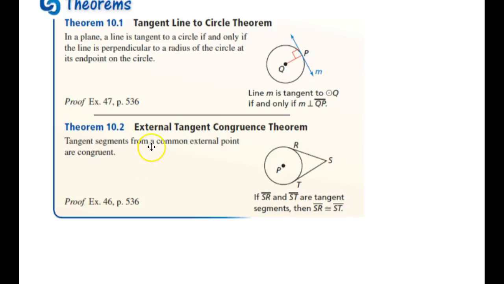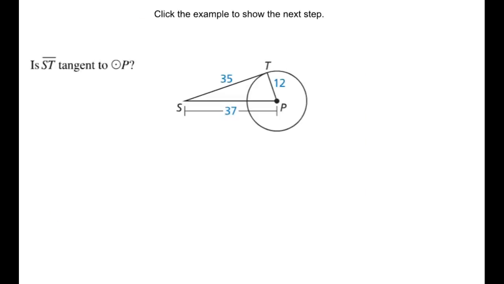So then my second theorem that I'm looking at is the external tangent congruence theorem, which tells me that if I have two tangent segments from the same point that are tangent to the same circle, those lengths are the same. So here I have my circle P and this point S that's outside of my circle, and I see I have two tangent segments from S. I have segment RS and TS, and they're both tangent. Those lengths will be the same. So now we're going to look at some examples with those.